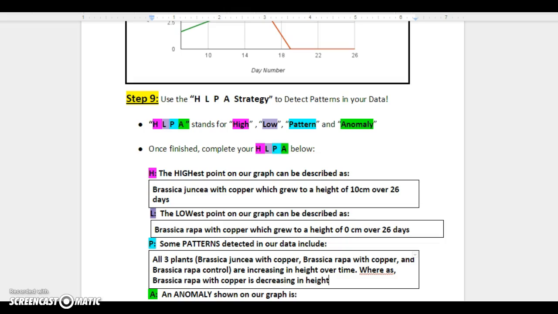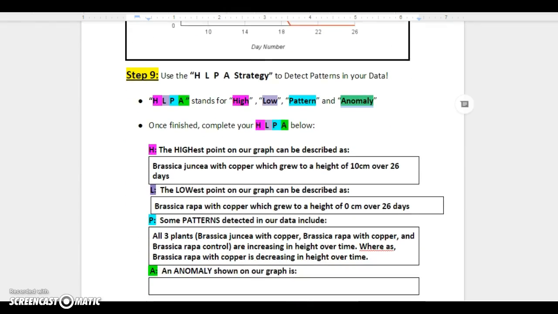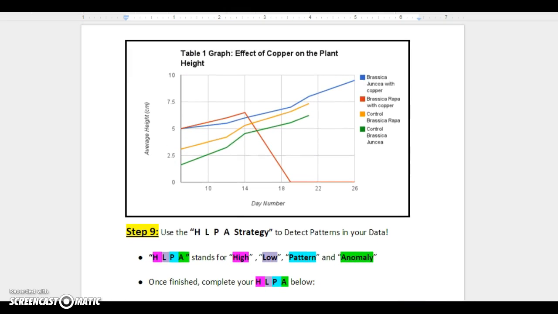over time. The last thing to detect for patterns is an anomaly. Anomaly, or A, is a point on the graph that stands out. Anomalies are often things that look weird on a graph. In this case, our anomaly is this red line.